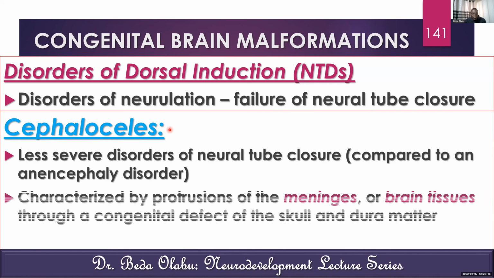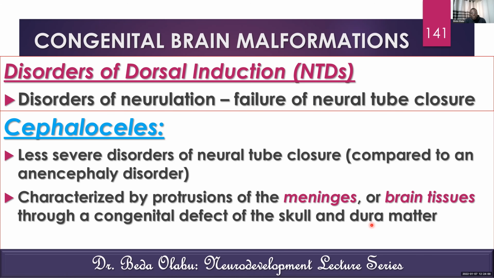postnatal life. They are characterized by protrusions of either meninges with CSF, of course, or brain tissue through a congenital defect, which is involving the skull and dura mater. So understand that. You see, in anencephaly, the whole neurocranium was absent. In this one, the skull is present, but there's a small part of the skull that has a defect. And then associated with that small part of the skull that has a defect, there's also a defect in the dura mater in that part. So what happened?